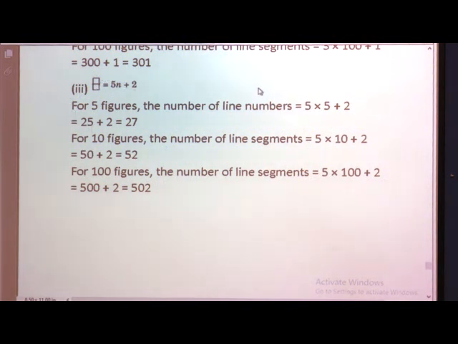So, in this way, by using the formula, we can find out the number of line segments required to form a number of patterns. If we want to find such a pattern for 100, how many line segments will be required? We just have to use the formula: 5 into 100 is 500 plus 2 is 502.